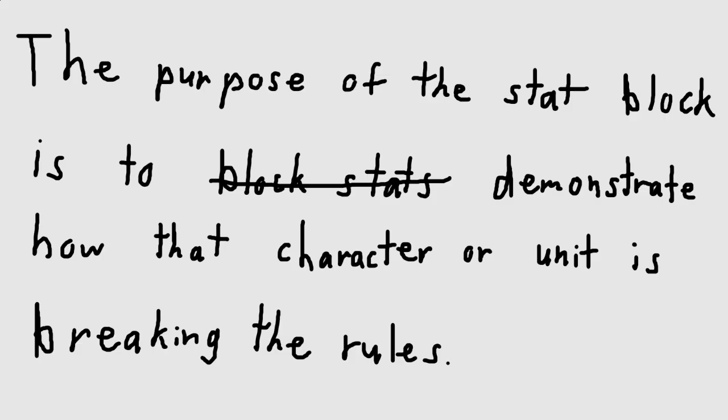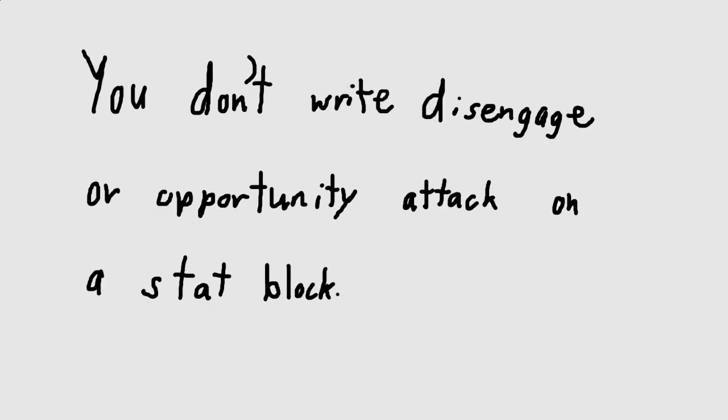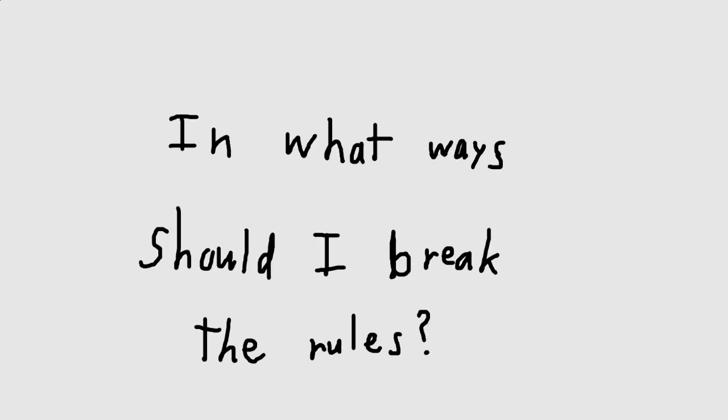Take, for example, actions every character can take by default, such as disengaging or taking an attack of opportunity. You don't write those abilities on a stat block. We know those characters can do those things. In fact, you might even write that those characters cannot do those things if they cannot do those things. What a character stat block is meant to describe is how this character is different from everything else that already has the default stuff.